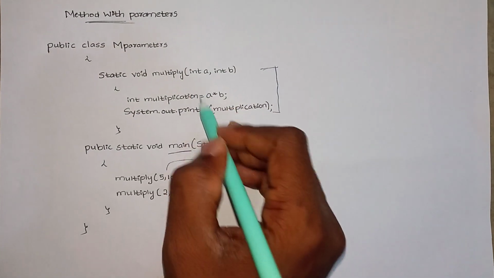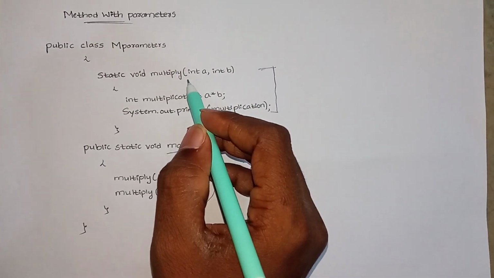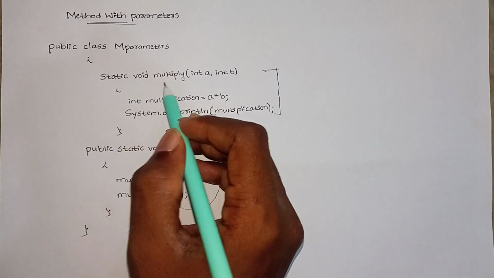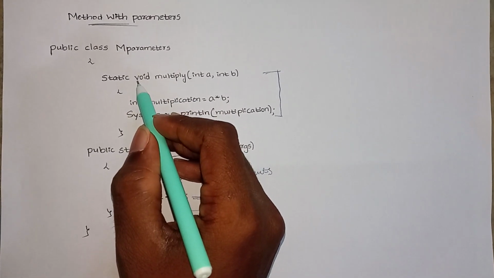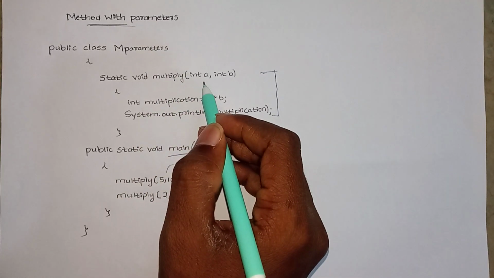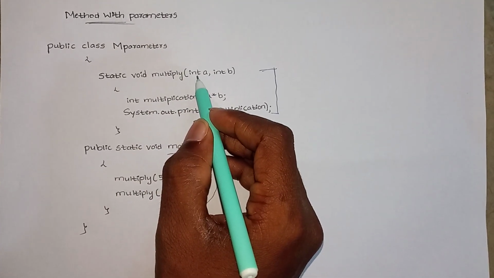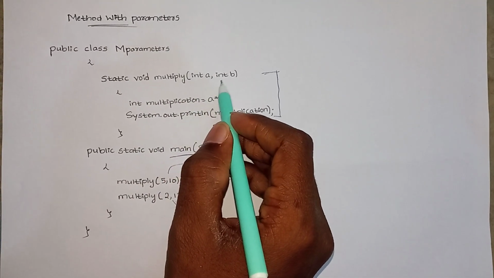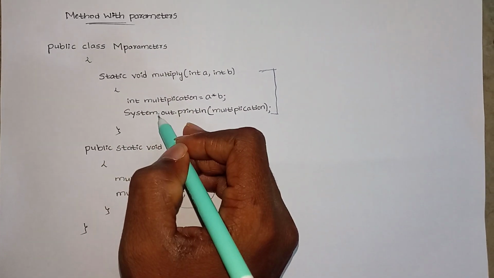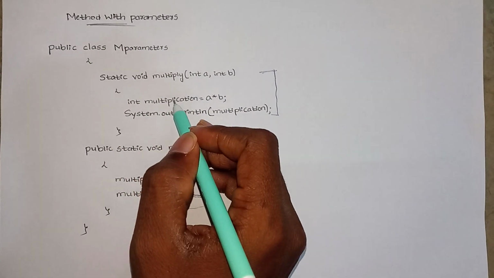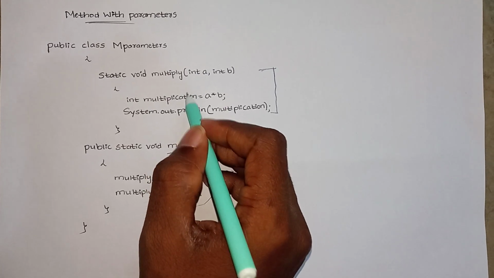So this is the method definition. A method definition normally has a method name, here multiply is the method name, and a return type, here void is the return type, and the method definition will have the parameters. So here the parameters are int a comma int b, and the method definition will have a block. The block consists of logic that performs some specific task.